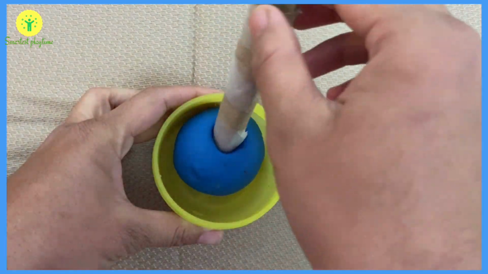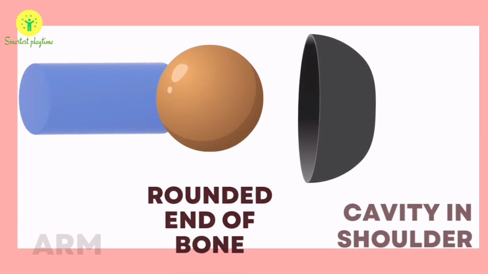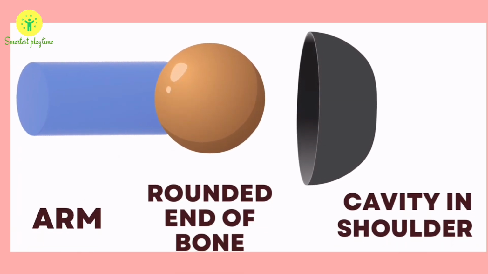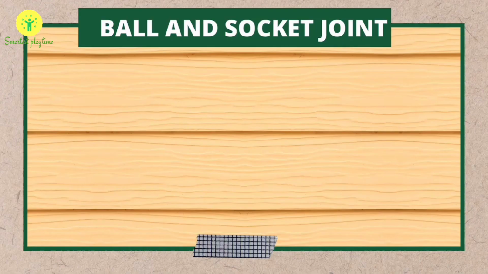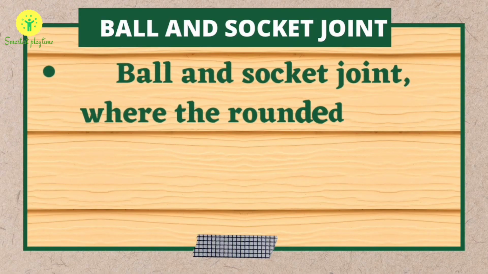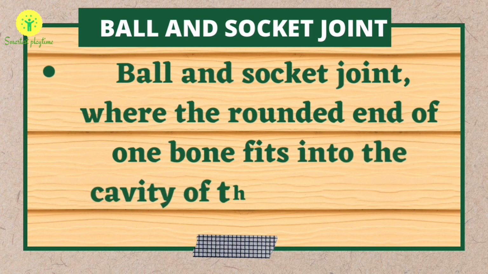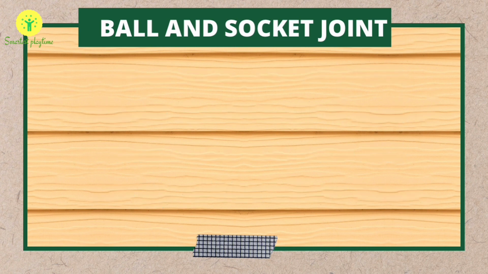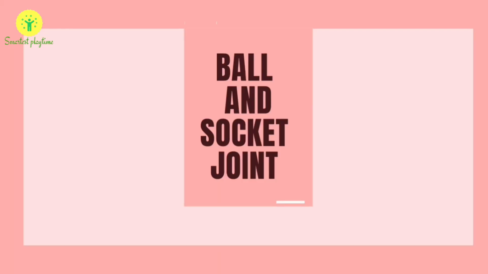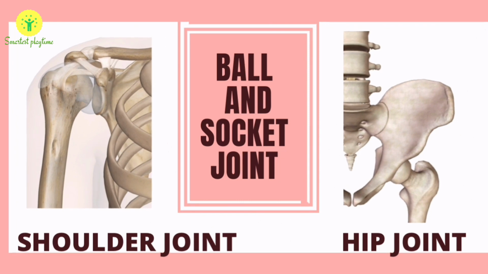Now imagine this paper cylinder is your arm, the ball is its end, and the bowl is the part of the shoulder to which this bone is connected. In this joint, the rounded end of one bone fits into the cavity of another bone. This type of joint is called a ball and socket joint, and it allows movement in all directions. For example, the shoulder joint and hip joint.